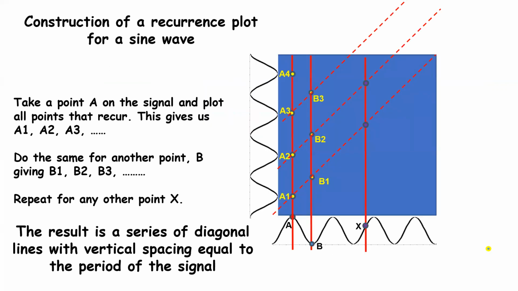Here we look at the construction of a recurrence plot for a sine wave. Take a point A on the signal and plot all points that recur. This gives us A1, A2, A3. Do the same for another point B, giving B1, B2, B3, and repeat for any other point X. The result is a series of diagonal lines with the vertical spacing equal to the period of the signal.